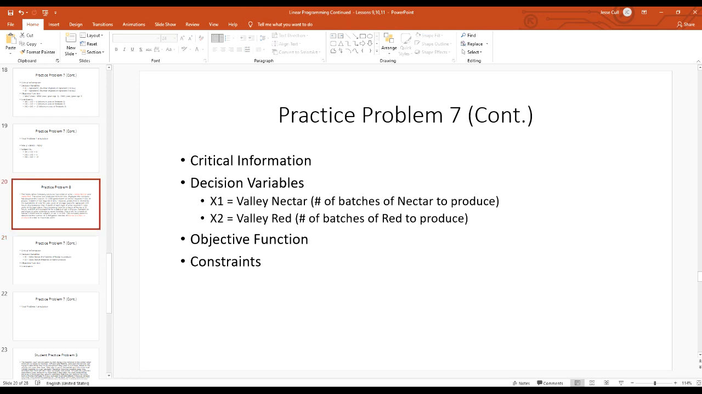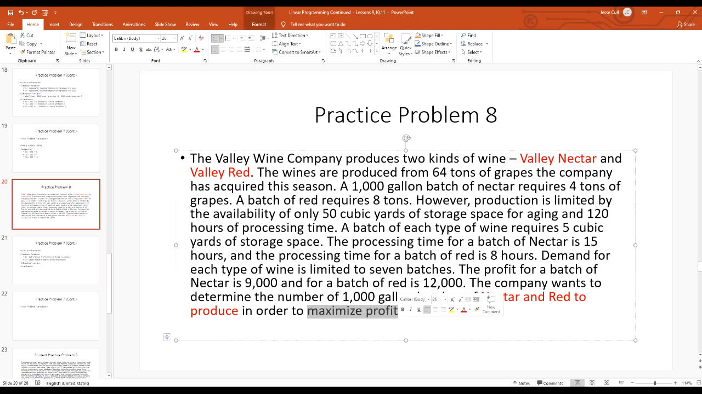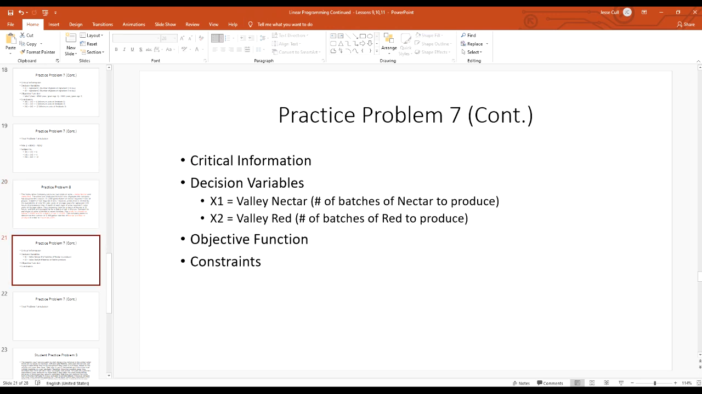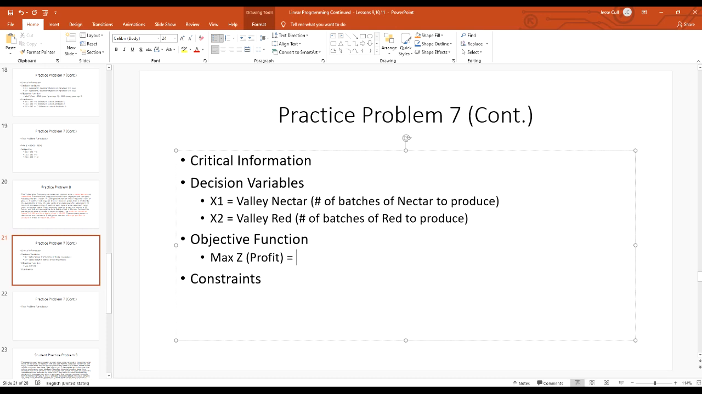So we come back in and we have to relate our ultimate objective, maximizing profit, with our decision variables. So we see the profit for a batch of nectar is 9,000, and for a batch of red is 12,000. So we have now our objective function. Maximize Z profit equal to 9,000 x1, profit per batch nectar, plus 12,000 x2, and that's profit per batch red.